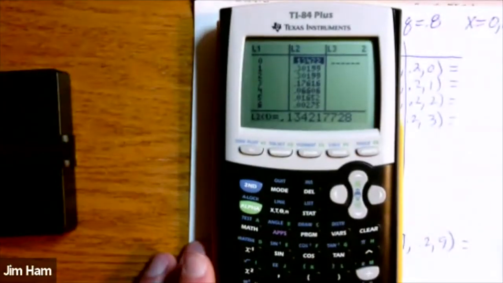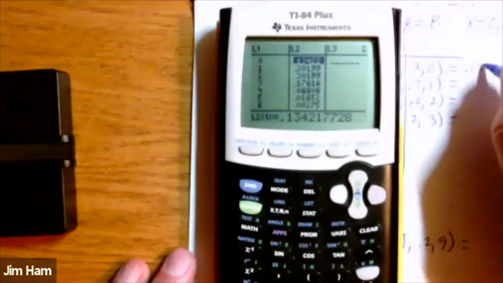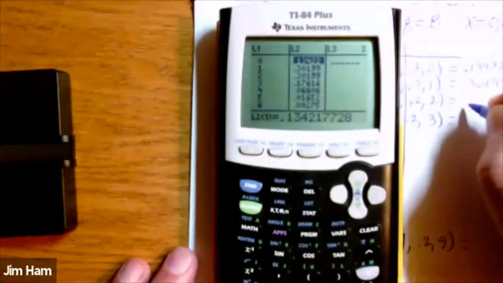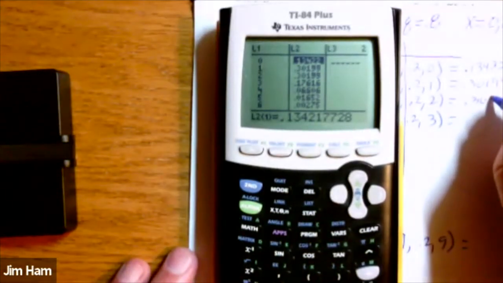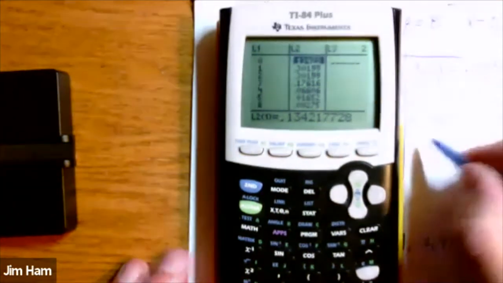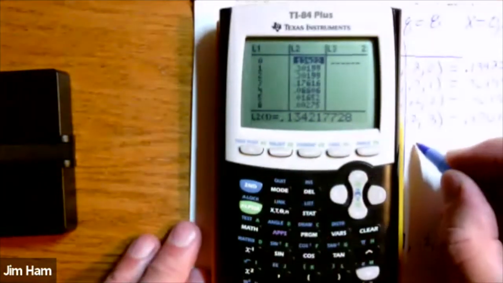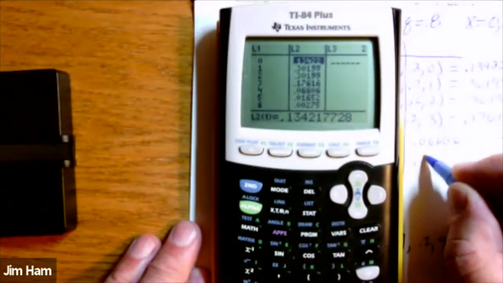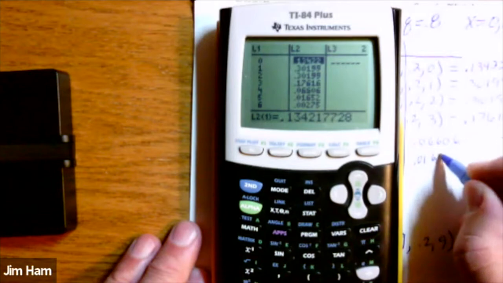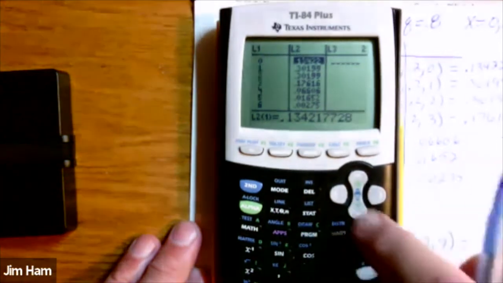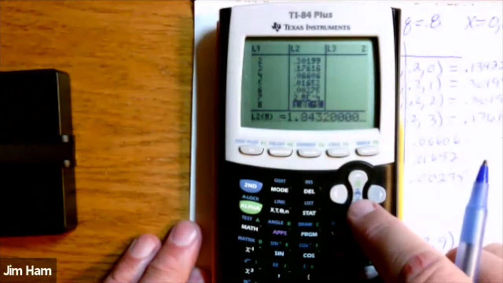So I'm going to write these down. It's kind of hard to see, but this is 0.13422. This is 0.30199. This is 0.30199 also, same thing. 0.17616 and so on. 0.06606, 0.01652, 0.00275, and then I've got to scroll down.